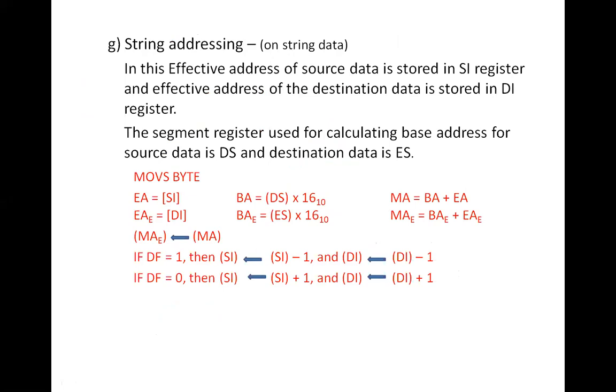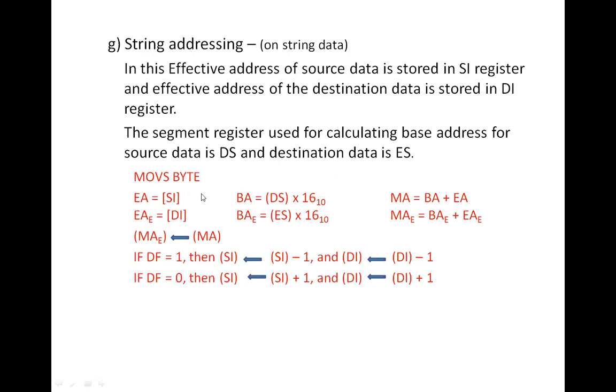And the segment register which is used for calculating the base address for the source data is the data segment, and for the destination data it is the extra segment. So the effective address will be in the source index and the base address will be in the data segment. In the case of destination, the effective address will be in the destination index register, and the base address will be available in the extra segment.